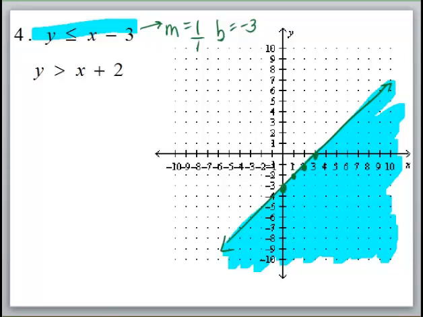On the next one here, I would be having y equals 1x and a b is 2. So I go up 1 over 1, up 1 over 1, up 1 over 1. Well, this is a dotted line.